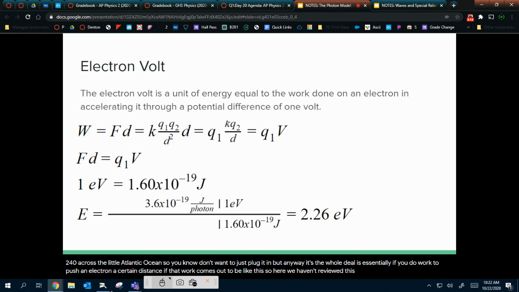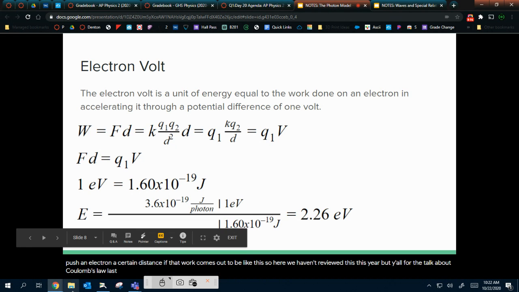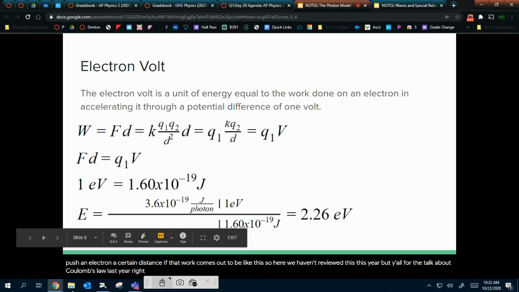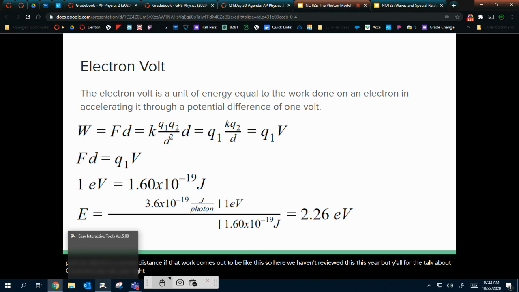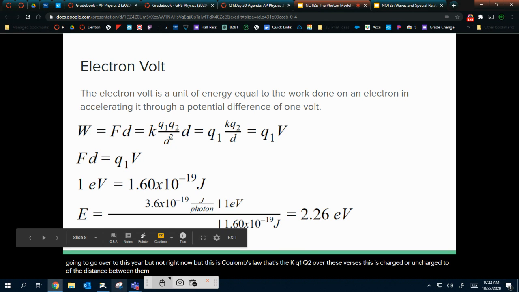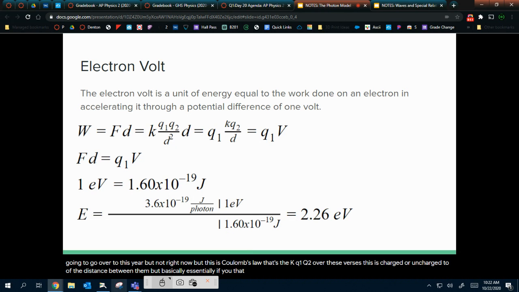we haven't reviewed this year, but y'all should have talked about Coulomb's law last year, right? I don't remember. Well, theoretically, we're going to go over it this year, but not right now. But this is Coulomb's law. That's the k q1 q2 over d squared. So this is charge 1, charge 2, with the distance between them. Essentially, that'll allow you to calculate the force.